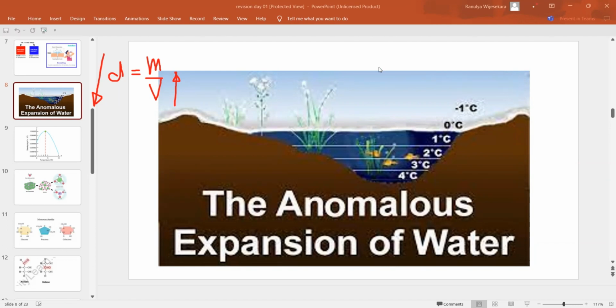Okay. Next one. Next property. Versatility as a solvent. Right? You know, water can act as a solvent. We can dissolve various substances in water. Harida?